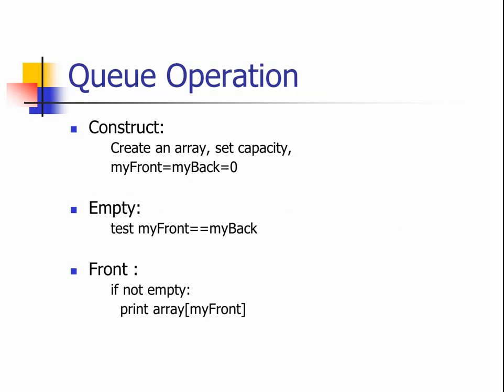In the array implementation constructor, very simple: create an array, set the capacity, and set my front equal to my back equal to 0. Empty function: as long as front and back are the same location, it is empty. We already make sure of it. We avoid the full situation by sacrificing one space. The front operation: as long as it's not empty, then return the array element wherever my front looks at, and that is the front operation.